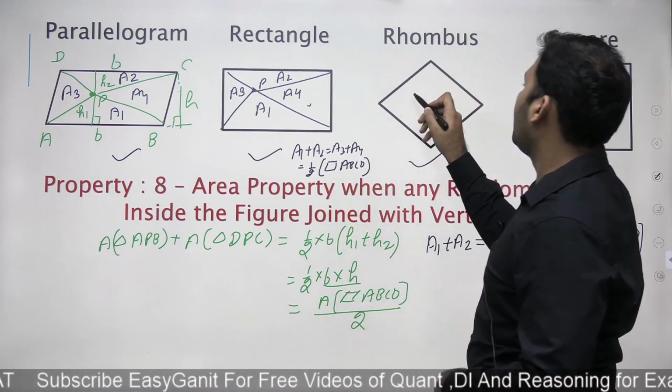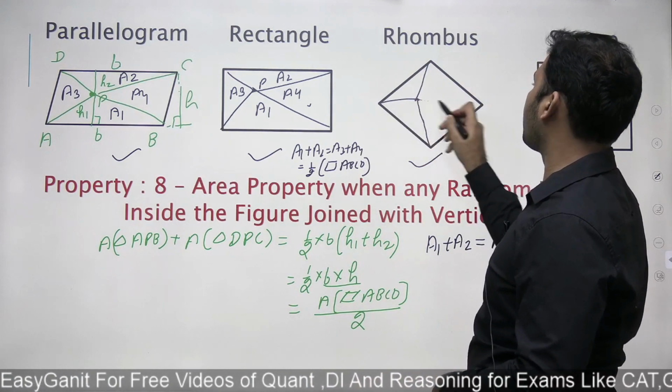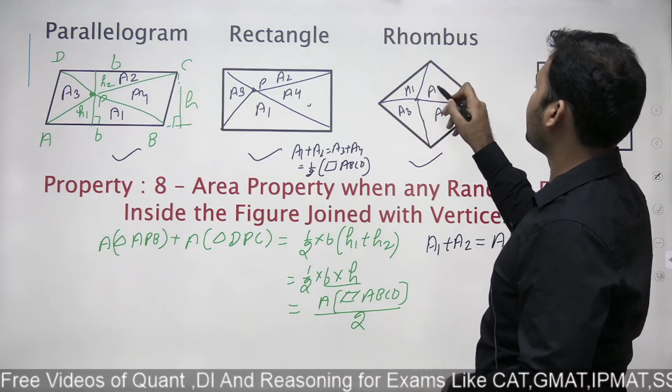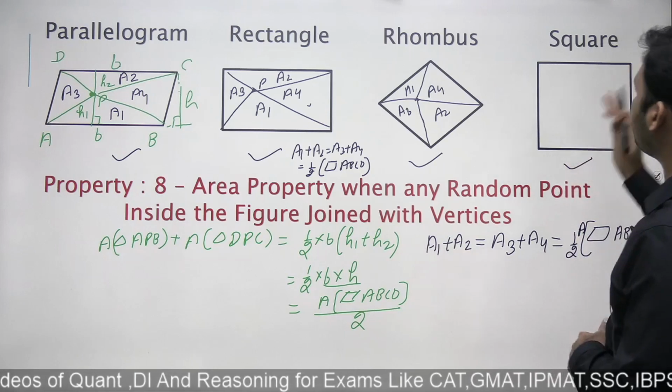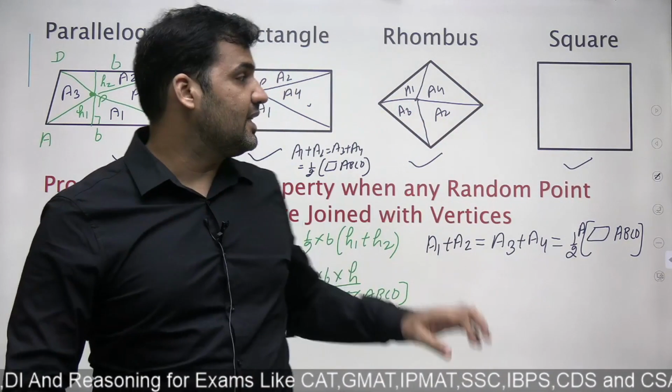Same is true for rhombus. Rhombus में भी ये true होगा बच्चों, right? So random point लेने से चारों figures को अगर join करोगे, A1 plus A2 will be same as A3 plus A4 and the same property will be true for sphere also. ये आपका property number 8 सभी 4 figures के लिए हो गया.